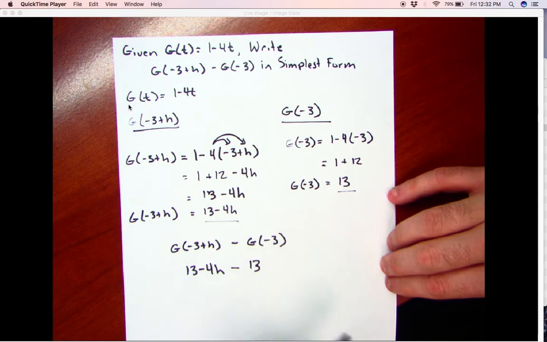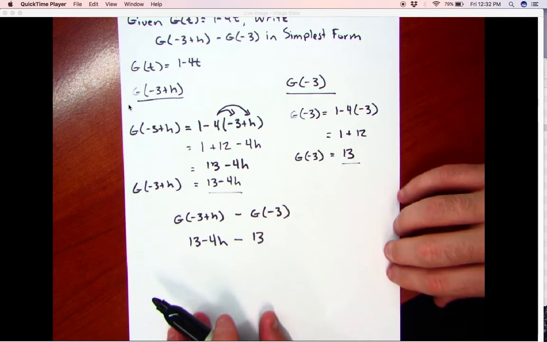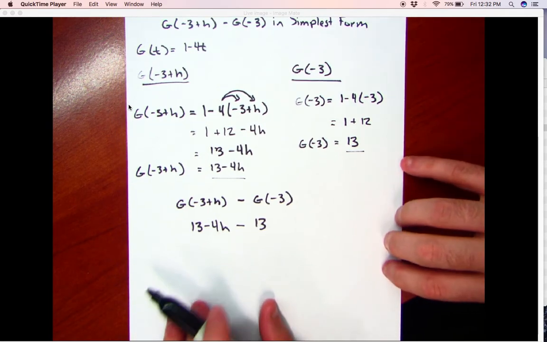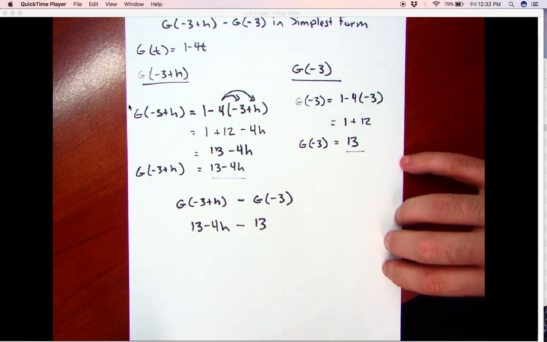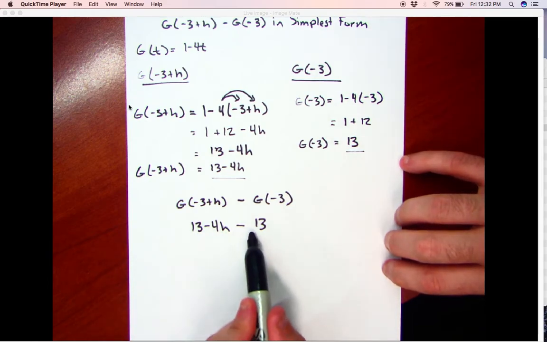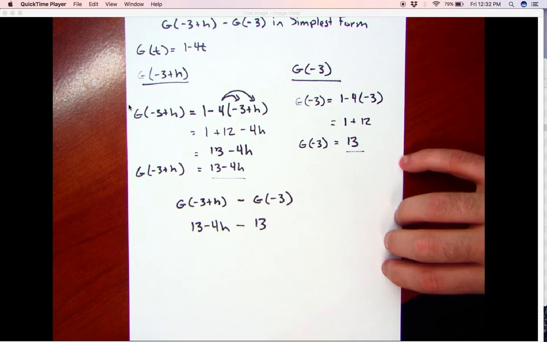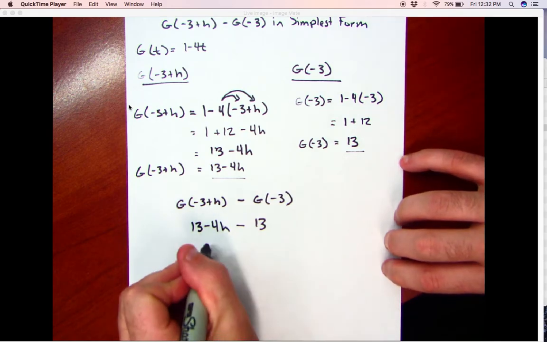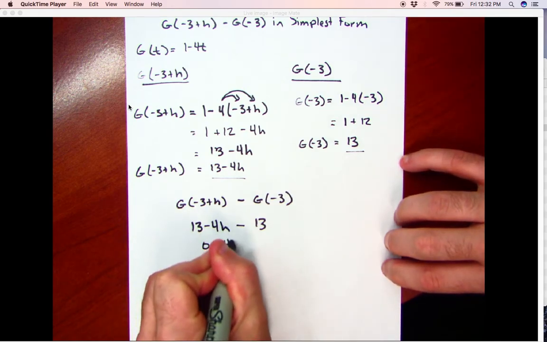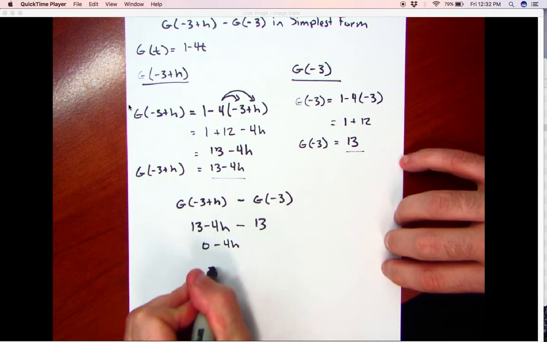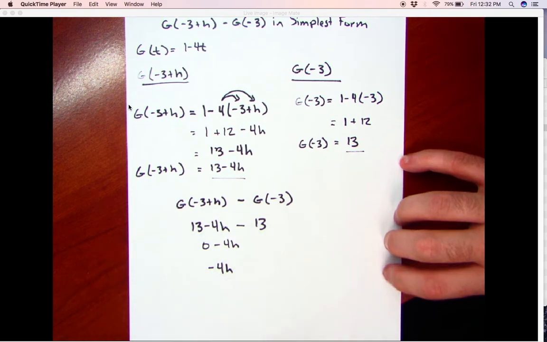So now we get to combine like terms. We don't have another h in there, so that negative 4h is going to stay where it's at. But we have a 13 minus 13, and 13 minus 13 goes to 0. So we have a 0 minus 4h, or just simply a negative 4h.